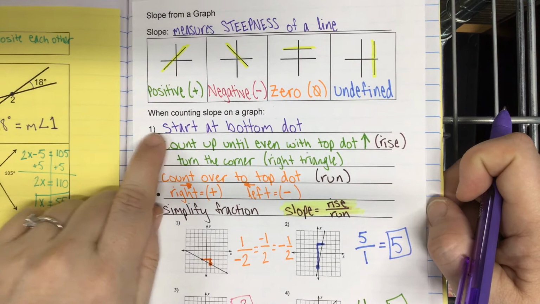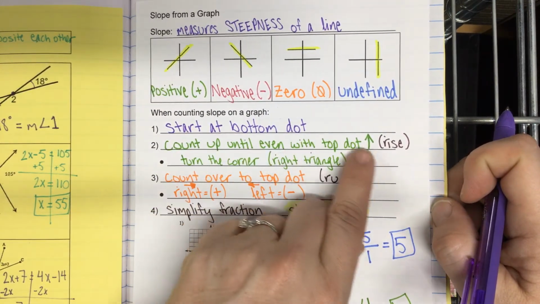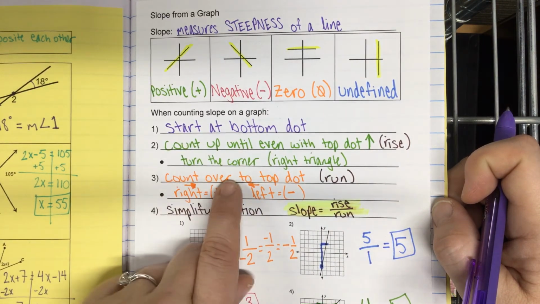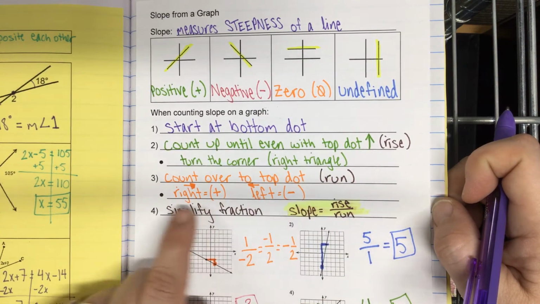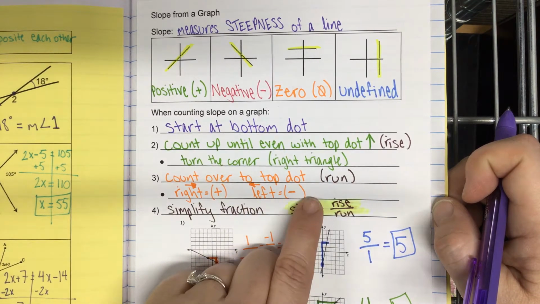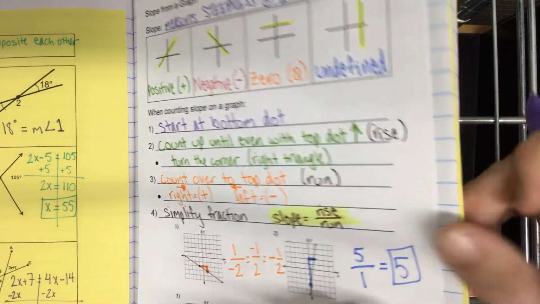Start at the bottom dot. Count up until even with the top dot. Turn the corner. Count over to the top dot. If I go to the right, it's positive. The left is negative. And that's my fraction, right? Rise over run. Do you remember this?